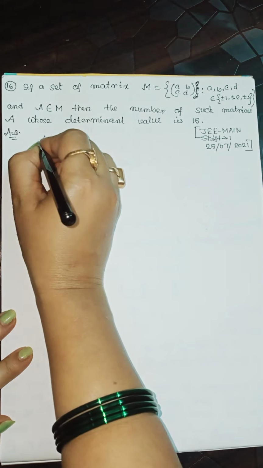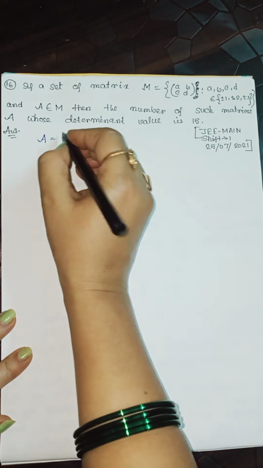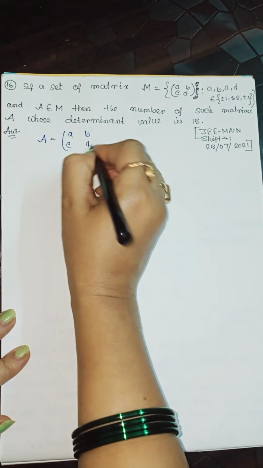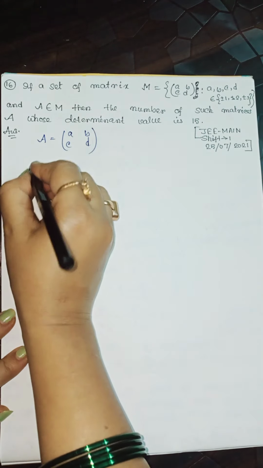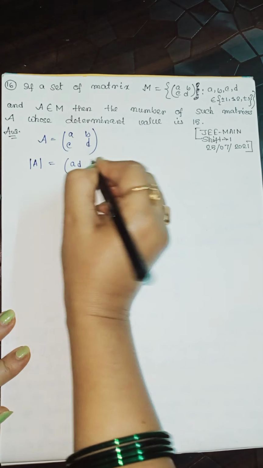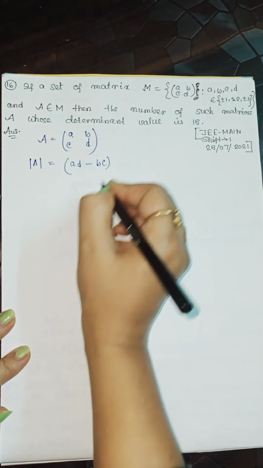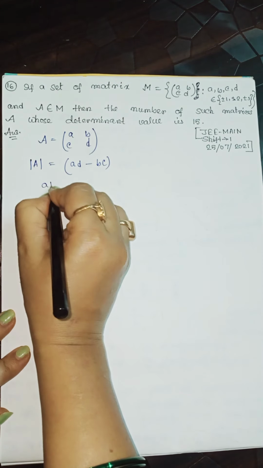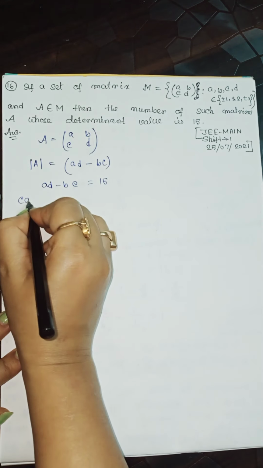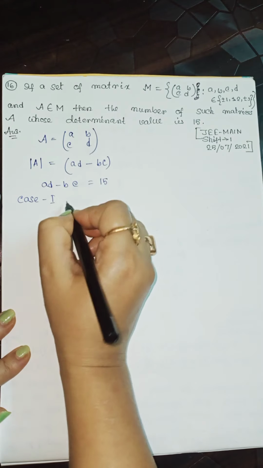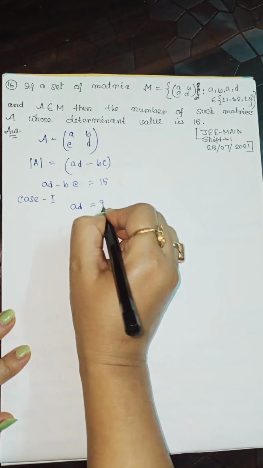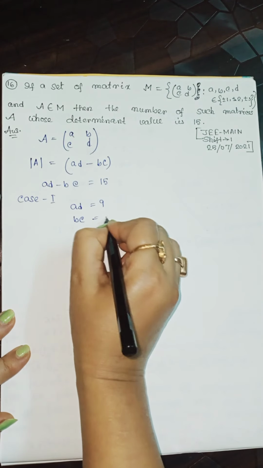So A belongs to capital M, so A is equal to the matrix A, B, C, D. Now determinant of A is equal to what? Determinant of A is equal to AD minus BC. So it is mentioned in the question that AD minus BC is equal to 15. So case 1 is what? Case 1 arises if AD is equal to 9, then BC is equal to minus 6.